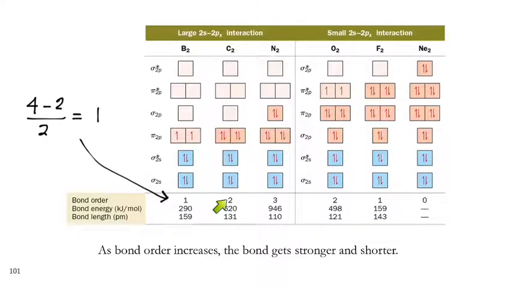That predicts that this is a stronger bond than between the boron atoms. The bond energy here is 620 as opposed to 290. Stronger bonds are shorter. The bond length is 131 picometers instead of 159.